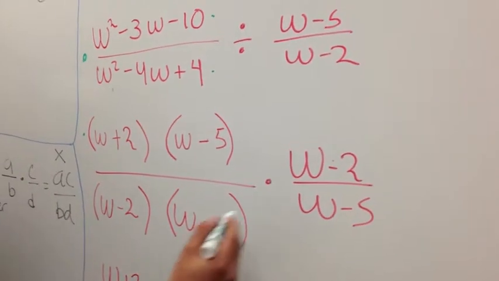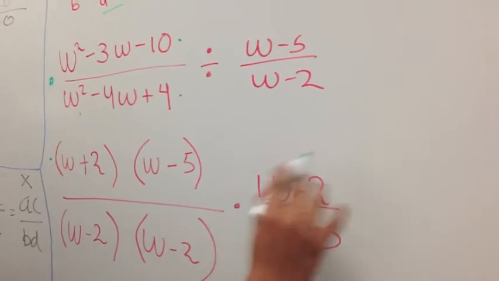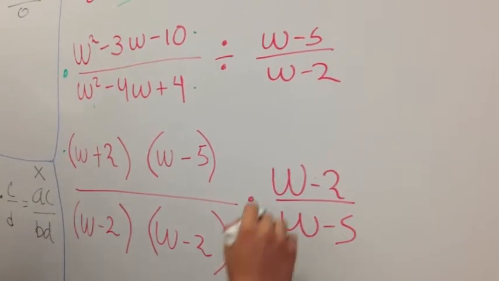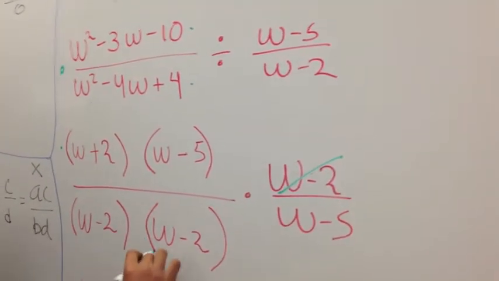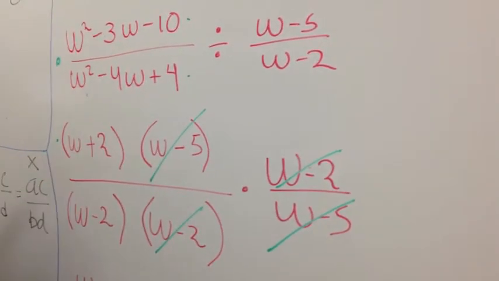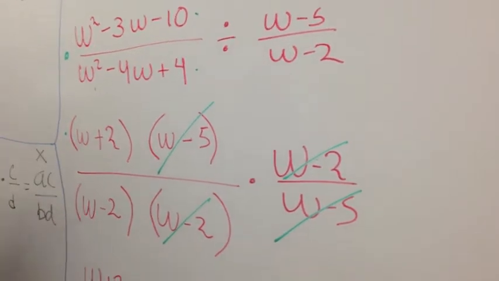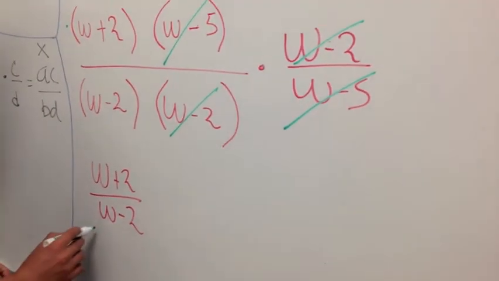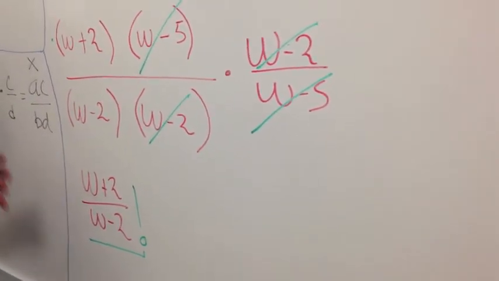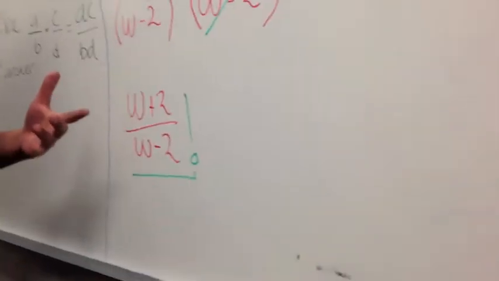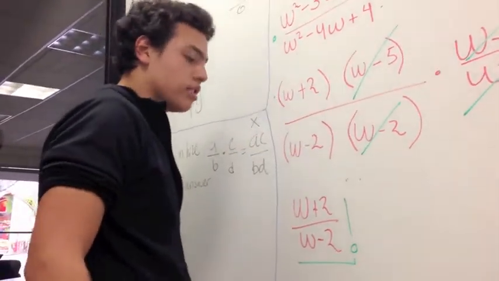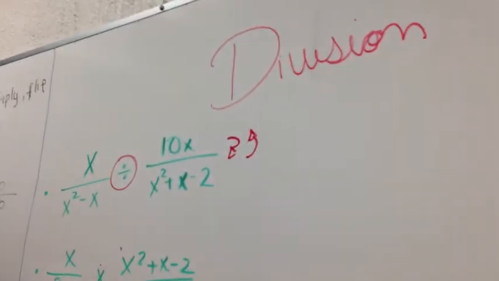Now, as we can see, we can cancel factors out because they are all the same. We'll start with canceling this with this and this with this. So, the most simplified answer we will get is W plus 2 over W minus 2. We cannot further simplify because there's no point in it. This is our most simplified answer, and that is how you do division of rational fractions. We're gonna make another division.